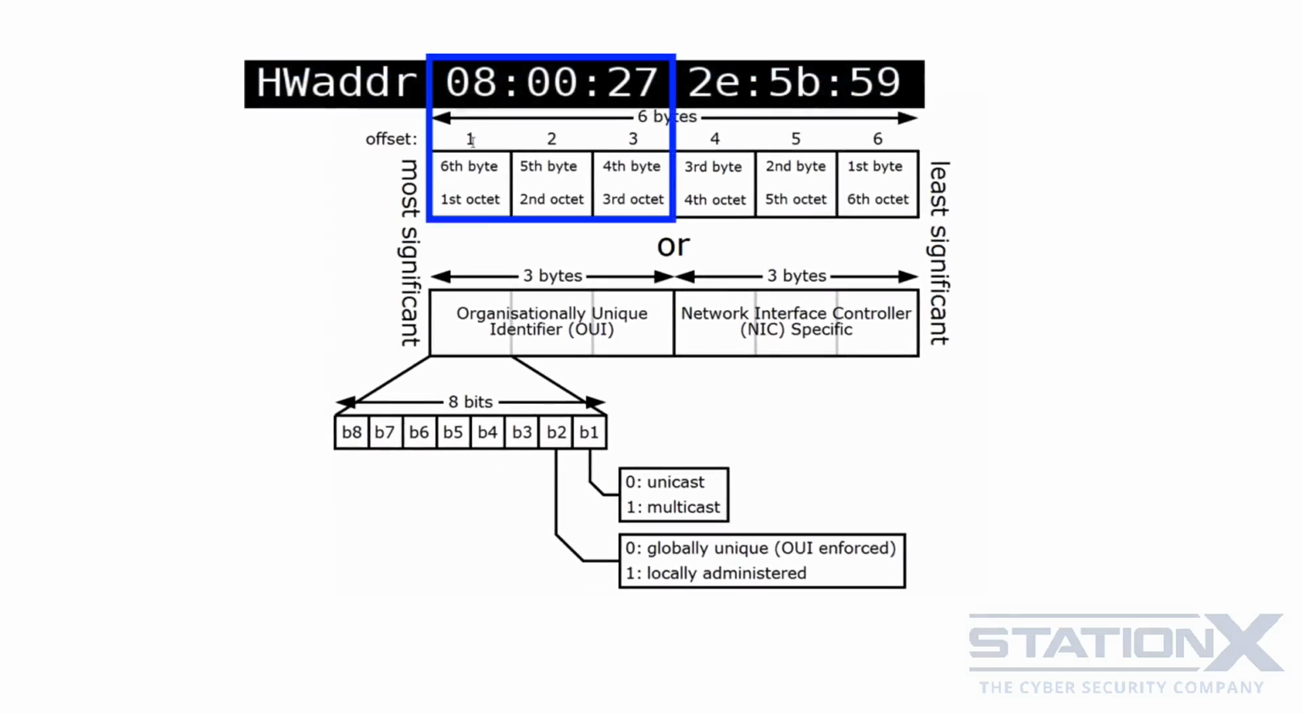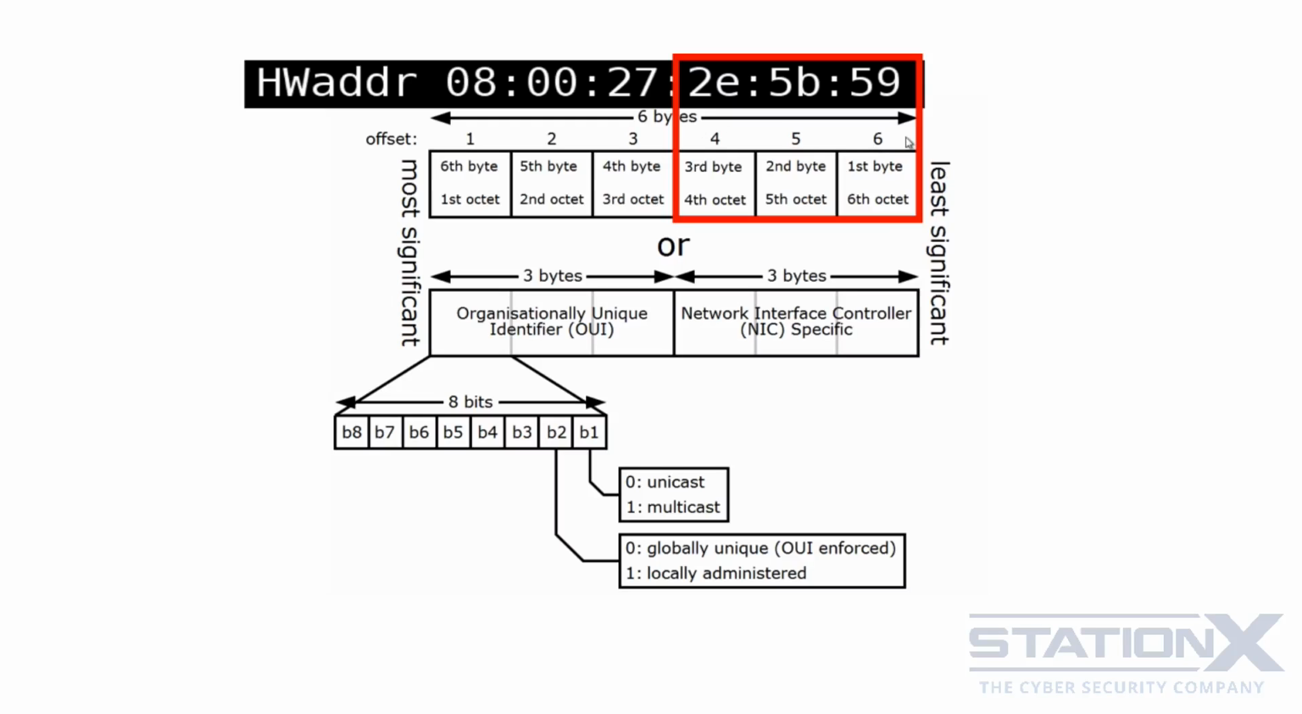The first 3 bytes of a MAC address are the manufacturer's ID. So if you have an Apple laptop, then it will be the ID of Apple. If you've got a Lenovo laptop, then it will be the ID of Lenovo. And the last 3 bytes of your MAC address are specific and unique to the NIC, to the network card, to the Wi-Fi card, to the Ethernet card. So it's this last 3 that will be unique to your device.